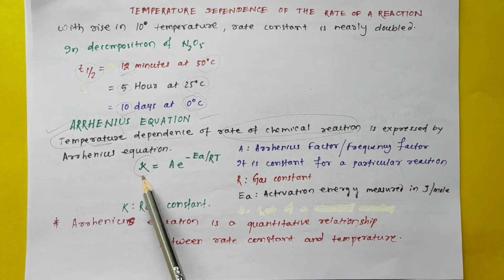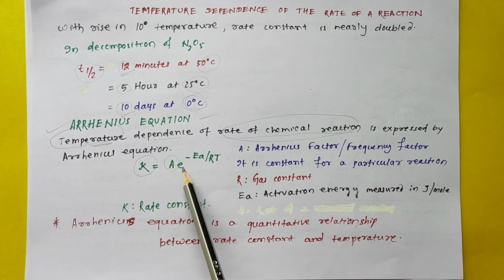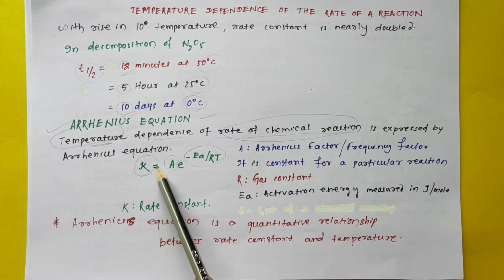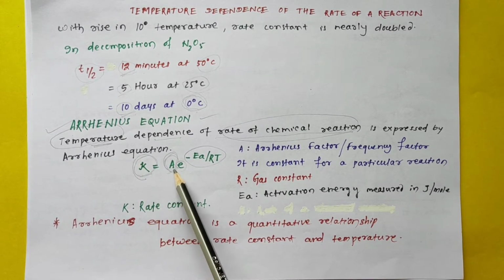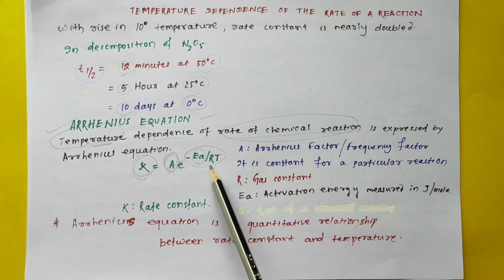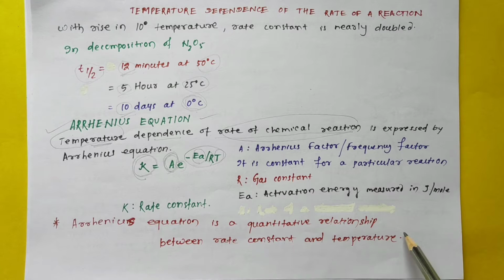Rate constant K is equal to A into e to the power minus EA by RT, where K is rate constant, A is Arrhenius factor or frequency factor, EA is activation energy, R is gas constant, and T is temperature in Kelvin. So here Arrhenius equation is a quantitative relationship between rate constant and temperature.